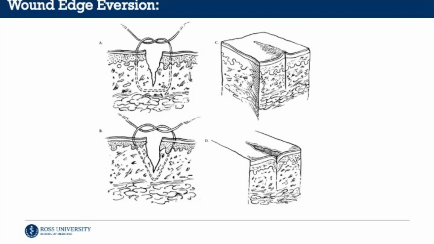This next slide goes into a little bit more detail on wound edge eversion. To create wound edge eversion, it is important to enter at a 90-degree angle perpendicular to the skin to create the bottle or Erlenmeyer flask-shaped suture path like we discussed previously. Wound edge eversion is important because it helps to ensure that as the wound heals and the scar contracts with remodeling, the skin surface heals flat instead of creating a crevasse as shown above.